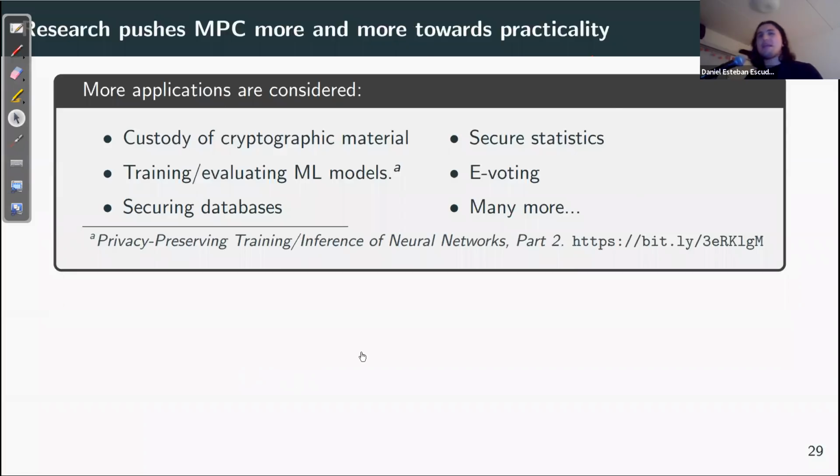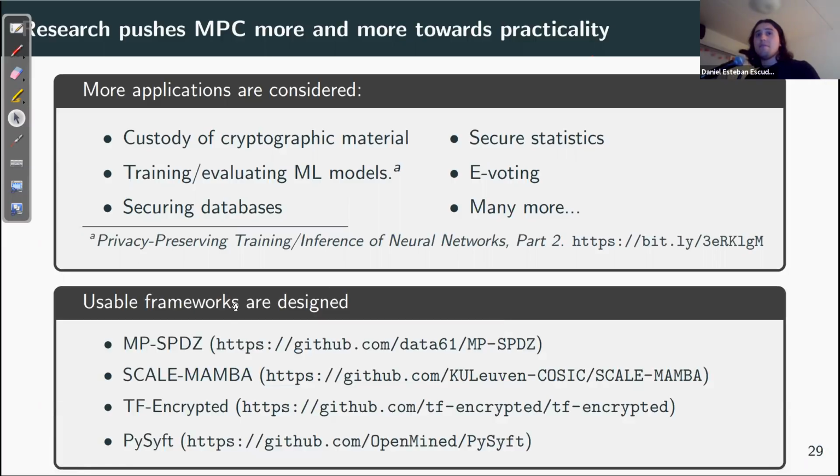There are many, many applications, and I actually wrote a small blog about, for example, the applications to machine learning, and here is a link to it. Applications to machine learning, to e-voting, to secure statistics, databases. There are a lot of things, and this is reaching practicality because we have a lot of open source frameworks that you can go and check out. They are well documented and they allow you to compute absolutely any function out of the box. You don't need to care about how MPC works. You just write your function and you get a secure computation for it.